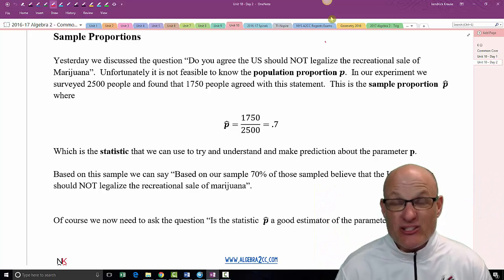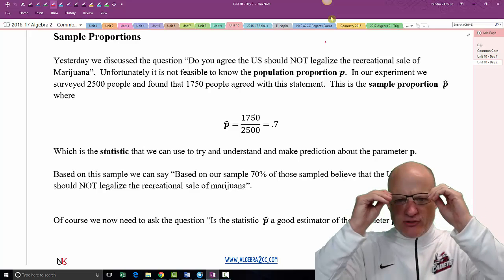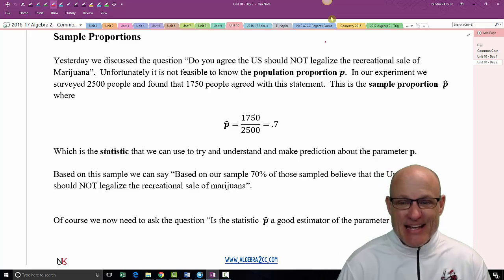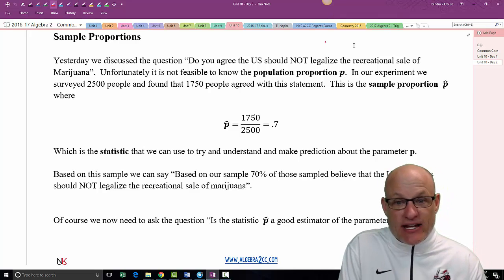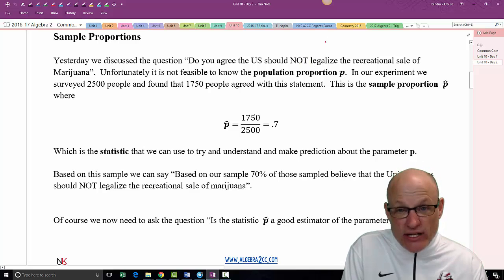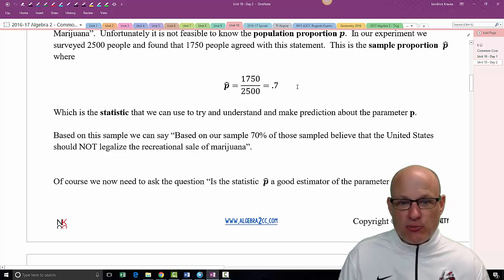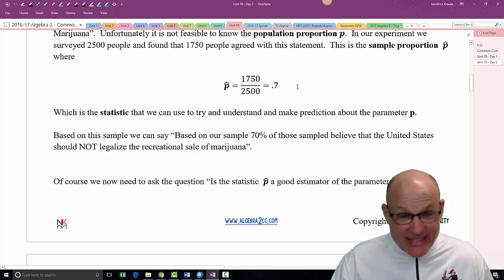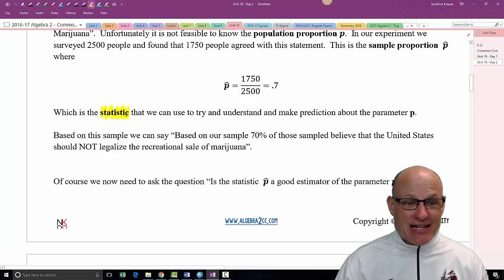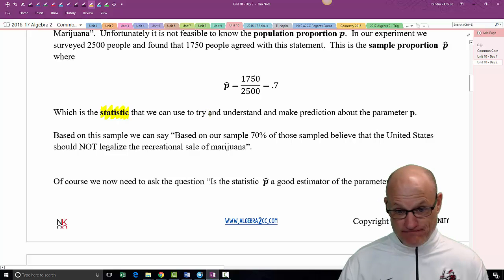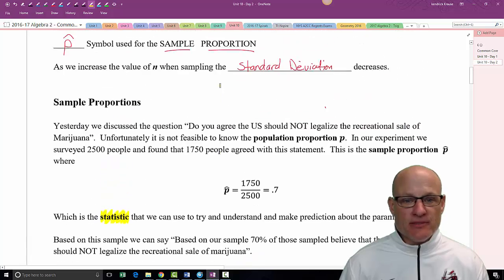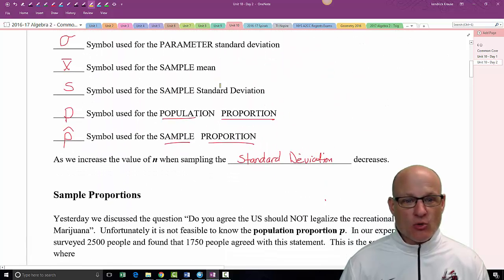Okay? So in this case, we took a sample. We asked that question, and 1,750 people out of 2,500 said that they believe that we should not legalize marijuana. In other words, they agreed that we shouldn't legalize it. So we came up with this 0.7, which is actually a statistic. It is not the population proportion. It is just an x bar, or excuse me, we're not working with means, we're working with proportions.